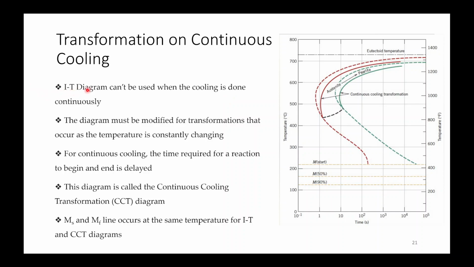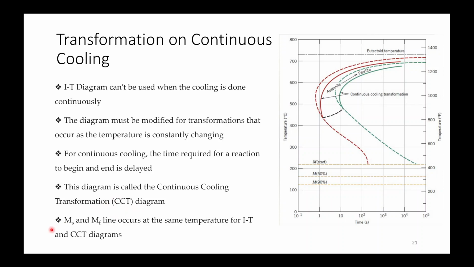Now the isothermal diagram can't be used when the cooling is done continuously, and the diagram must be modified for transformations that occur as the temperature is constantly changing. And for continuous cooling, the time required for a reaction to begin and end is delayed. So this diagram is called the continuous cooling transformation or CCT type of diagram.